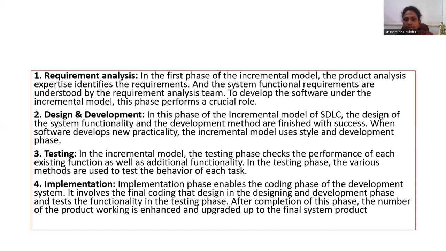Next phase is the testing phase, where you check the performance of each existing function as well as the additional functionality. In the testing phase, various methods are used to test the behavior of each task. And the next one is the implementation phase, where it enables the coding phase of the development system. It involves the final coding of the design from the design and development phase.